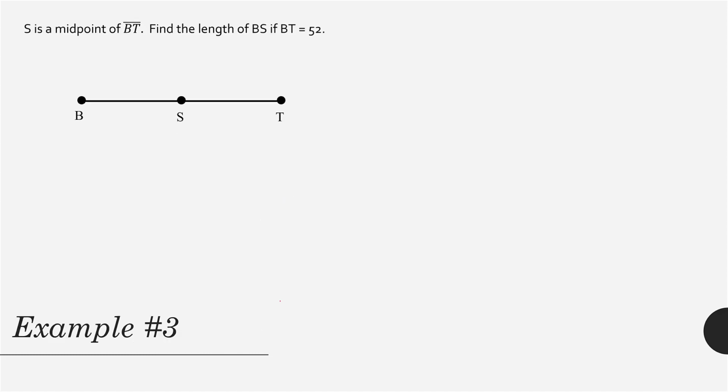So here we have S is a midpoint of BT. Stop right there. S is a midpoint. That means this side is the same as this side, so I'm going to mark those congruent. Find the length of BS if BT equals 52. So BT is 52, and it wants us to find the length of BS.